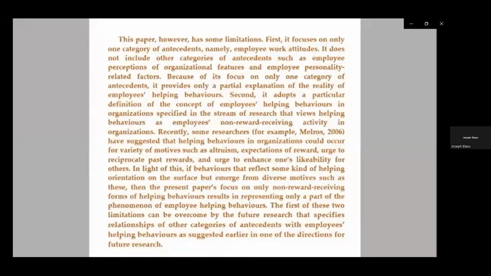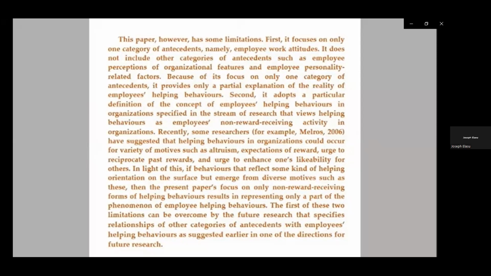Ladies and gentlemen, as you can see, the text is quite long, so I'll just skip those other parts and move to the last section of the text. This paper, however, has some limitations. First, it focuses only on one category of antecedents, namely employee work attitudes. It does not include other categories of antecedents, such as employee perceptions of organizational features and employee personality related.